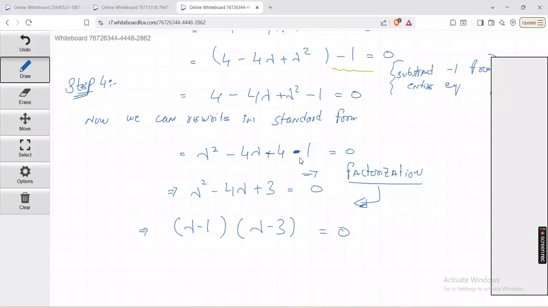So once you reach here, what next do you have to do? Just simple. If you look here, lambda minus 1 is equal to 0, and lambda minus 3 is 0. So you can write your lambda 1 is 1, your lambda 2 is 3.